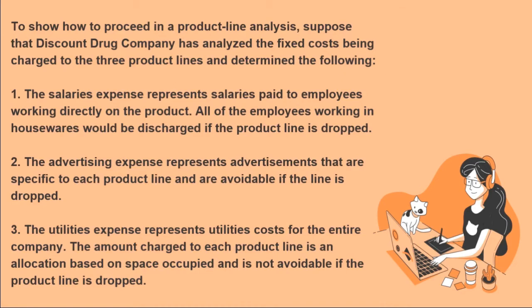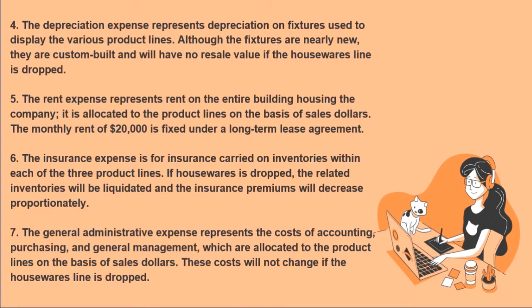3. The utilities expense represents utilities cost for the entire company. The amount charged to each product line is an allocation based on space occupied and is not avoidable if the product line is dropped. 4. The depreciation expense represents depreciation on fixtures used to display the various product lines. Although the fixtures are nearly new, they are custom built and will have no resale value if the housewares line is dropped.